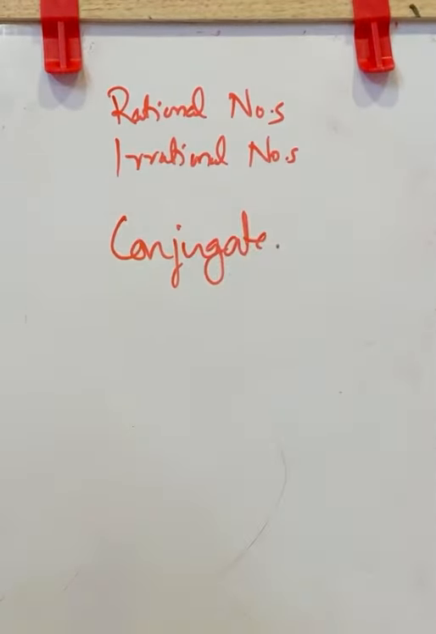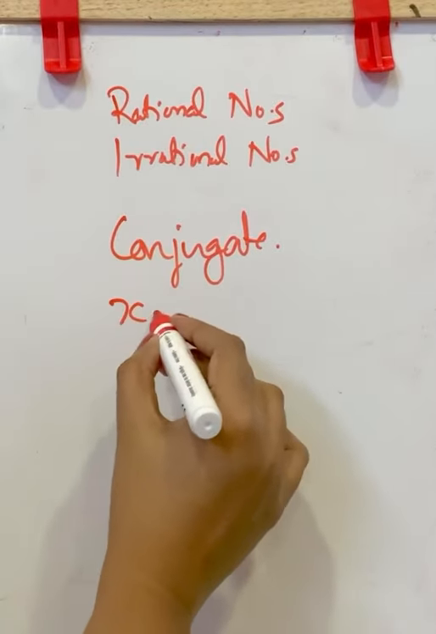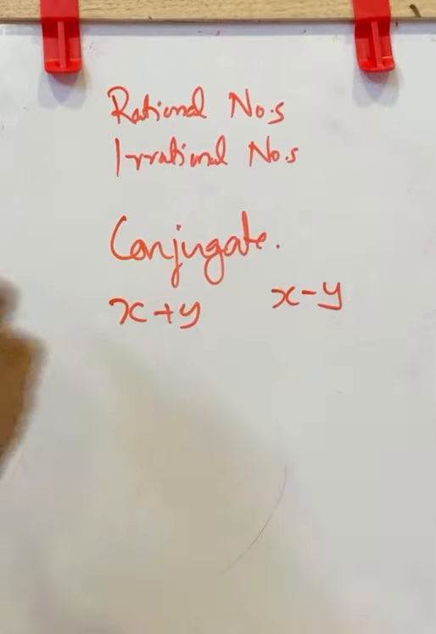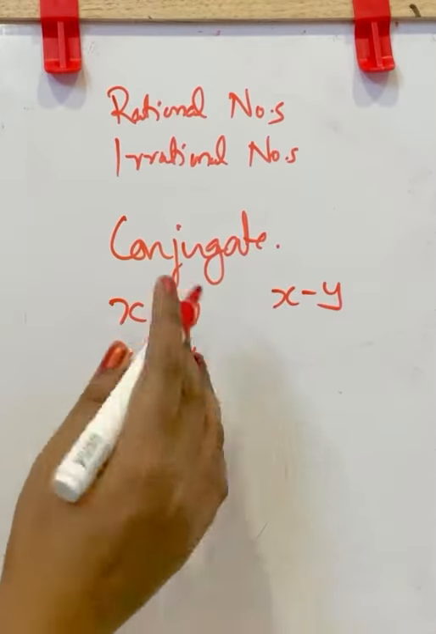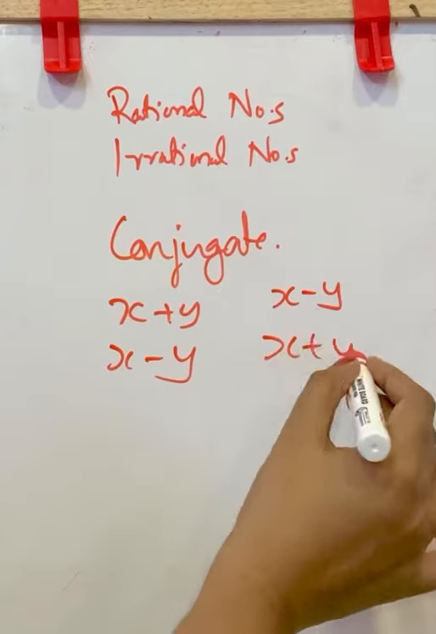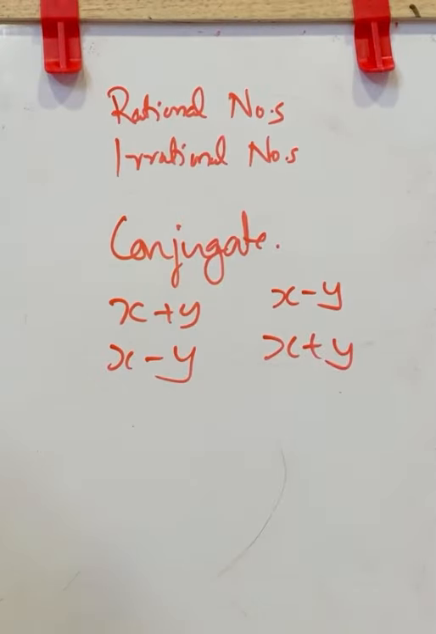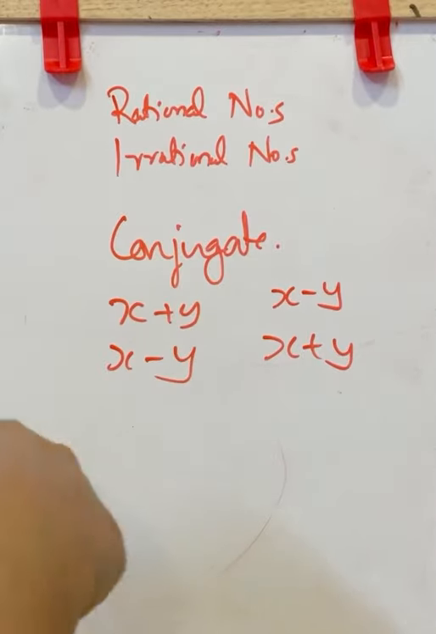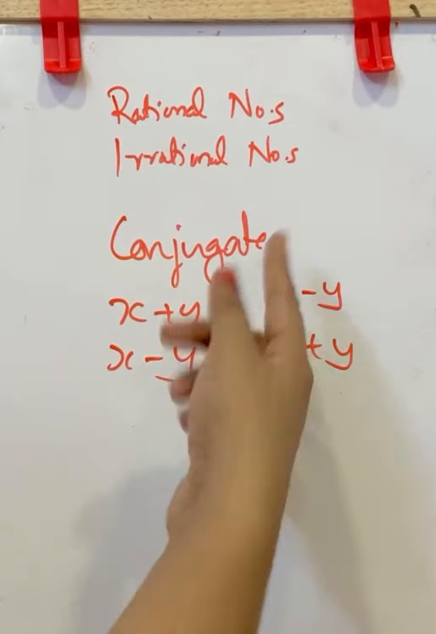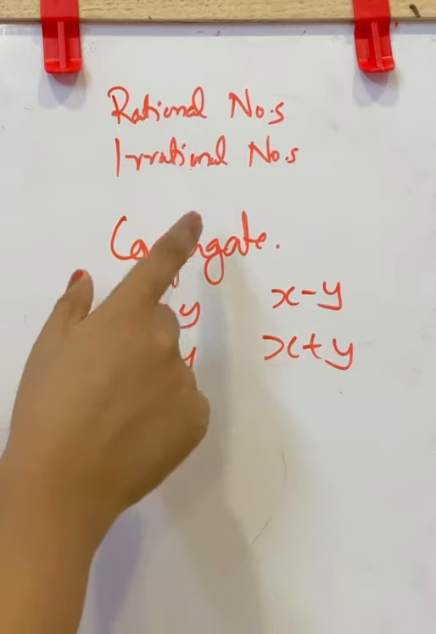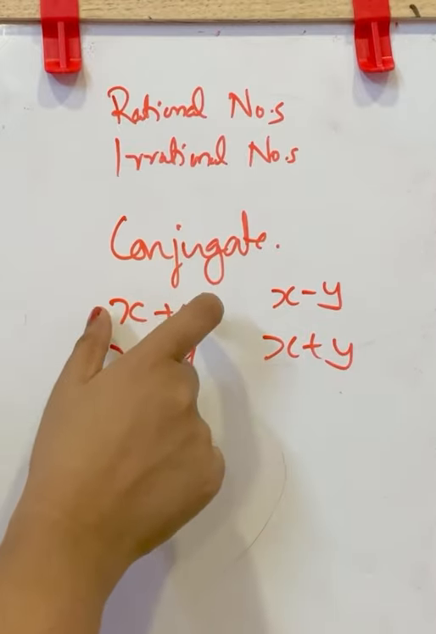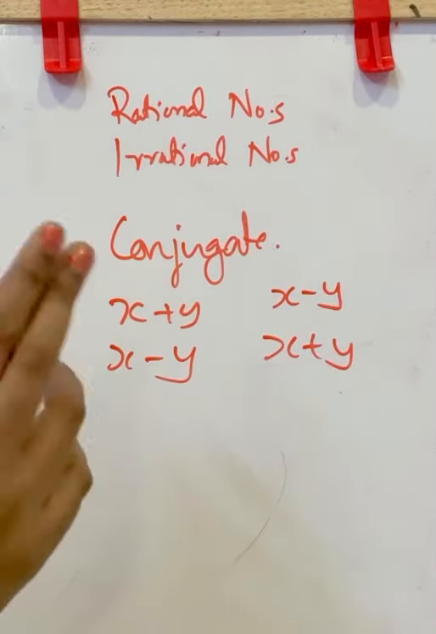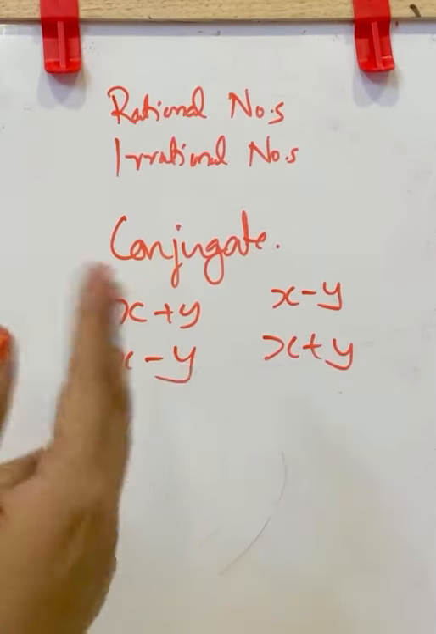Conjugate means, x plus y, its conjugate is x minus y, and x minus y's conjugate is x plus y. Do you get what is conjugate? It is the opposite, or if it is addition, the operation is changed to subtraction. If you want to take the conjugate of x plus y, then it becomes x minus y. If it is x minus y, then the conjugate is x plus y.